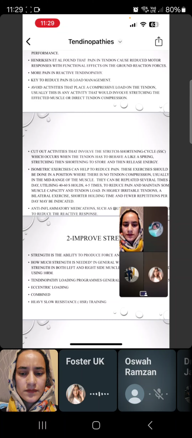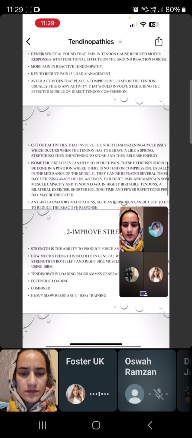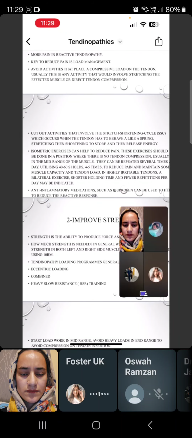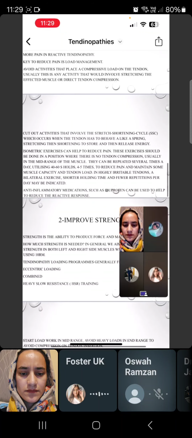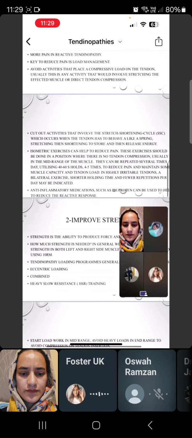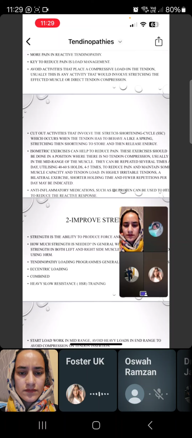So in first phase, load management is important. Avoiding the activities that are causing pain, for example, compressive and tensile forces, and cutting out the stretch shortening cycle, any kind of activities which are spring like or the stretch reflexes activities. And pain management, so using ibuprofen medication. The last point I've mentioned, anti-inflammatory medications such as ibuprofen can be used to reduce the reactive response. Use painkillers. Icing is very important. Use icing to control the swelling.